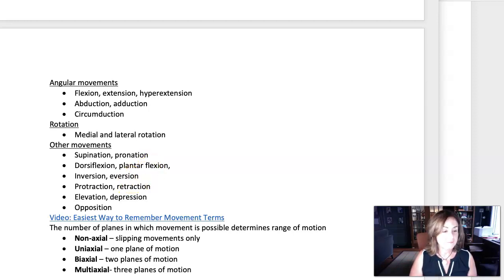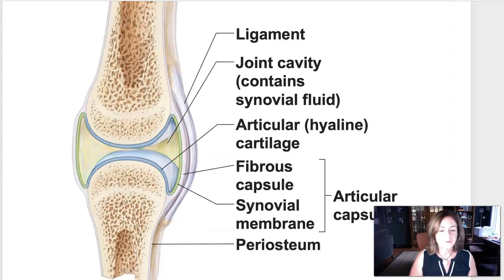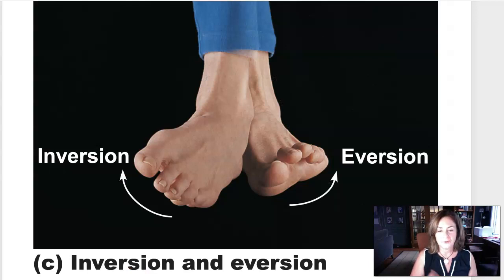Inversion, eversion is a movement. I have some pictures here with the ankles. Inversion is turning your ankle towards midline. Eversion is moving it away from midline.